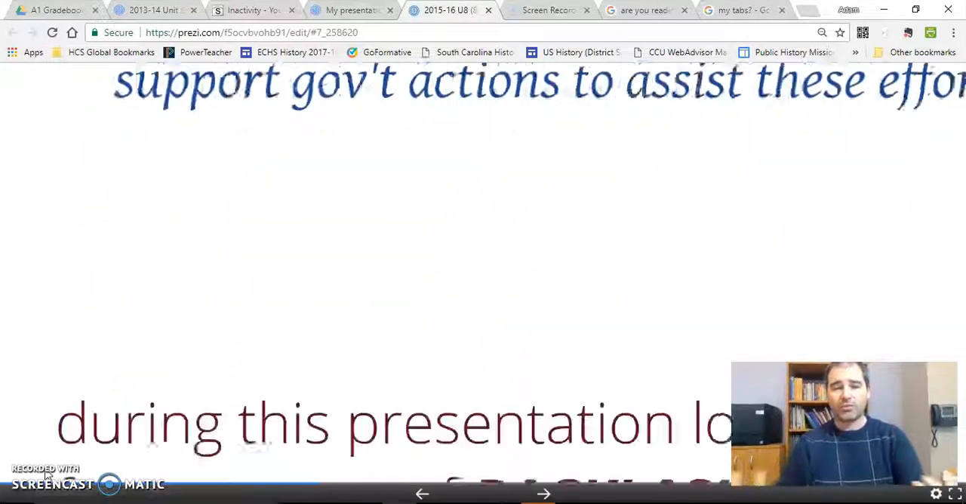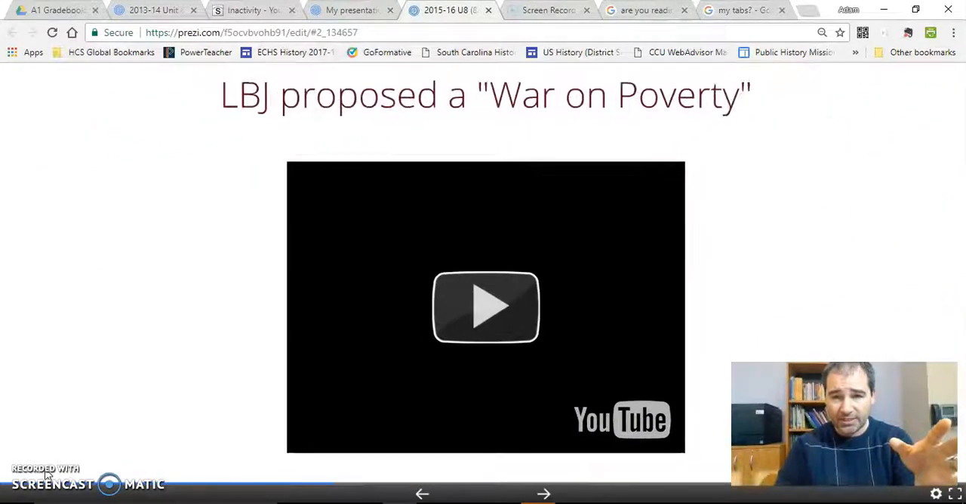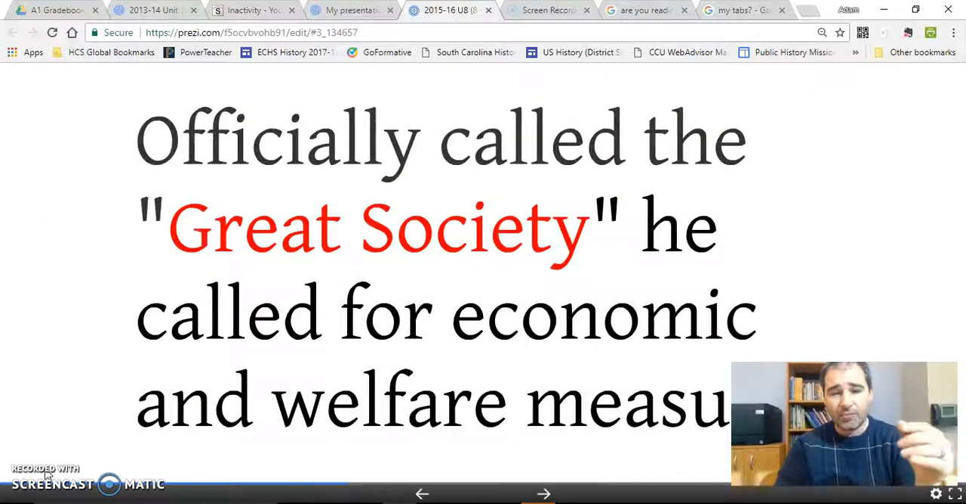So, in order to understand the conservative backlash, we have to understand what's happening. So, throughout this presentation, we're going to be looking at these backlashes. Now, the first thing is to understand what Lyndon Johnson is going to call the Great Society. Again, we've talked about this. This is often called the War on Poverty, officially called the Great Society. He's calling for economic and welfare measures.